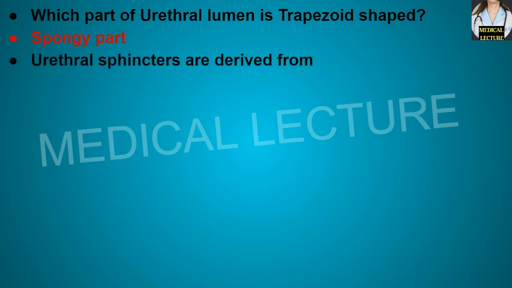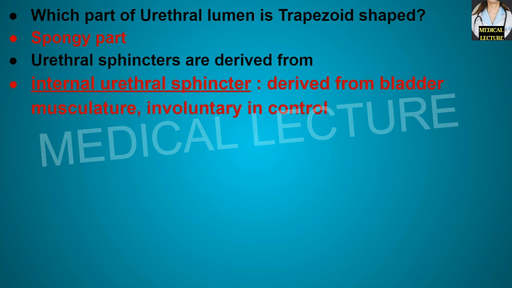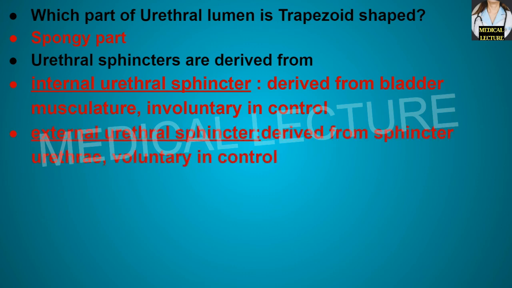Urethral sphincters are derived from what? So over here, the internal urethral sphincter is derived from the bladder musculature and it is involuntary in control, while the external urethral sphincter is derived from the sphincter urethrae and it is voluntary in control.